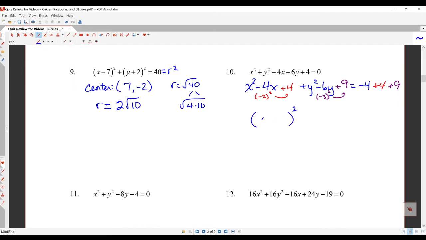This first trinomial factors into (x minus 2) squared. The second perfect square trinomial factors into (y minus 3) squared, equals -4 plus 4 is 0, plus 9 is 9. So our center is going to be at (2, 3), and the radius is the square root of 9, or 3.